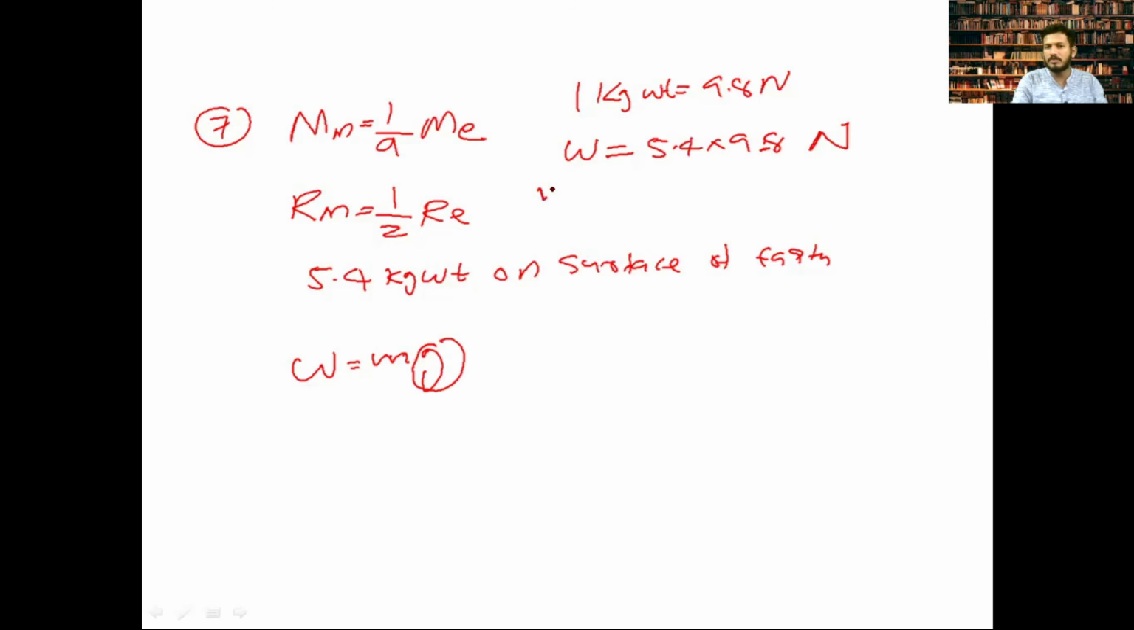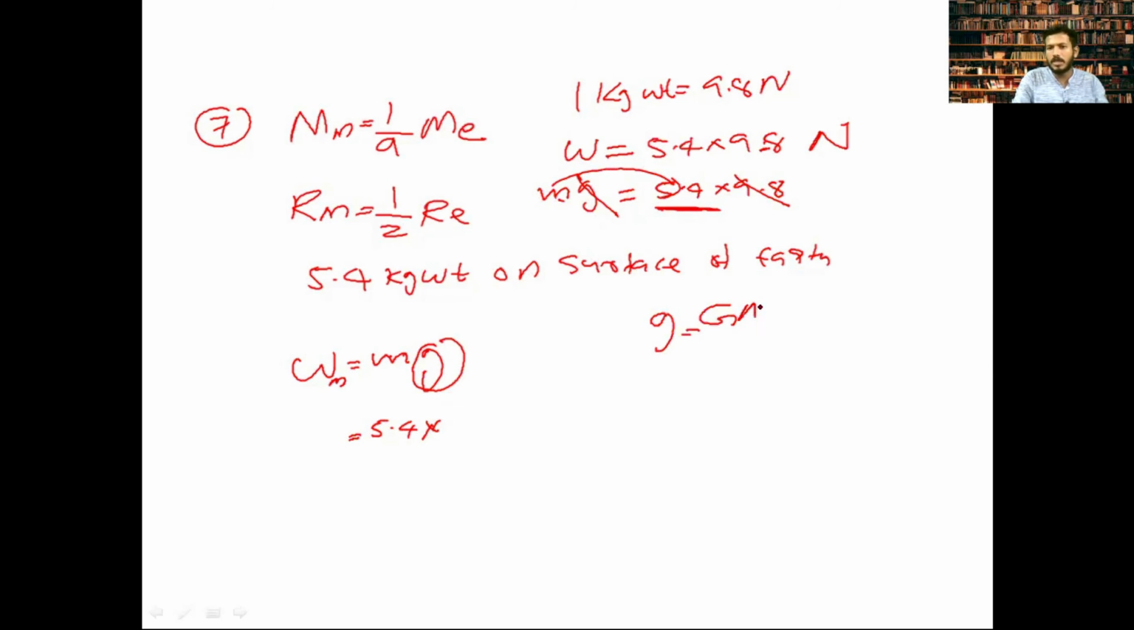But actually, what is weight? mg. mg equal to 5.4 into 9.8. g is also 9.8. g and g are cancelled. Mass is 5.4. So for weight at Mars, we can also use 5.4. So no change for mass. Mass is always 5.4. Then what is g?